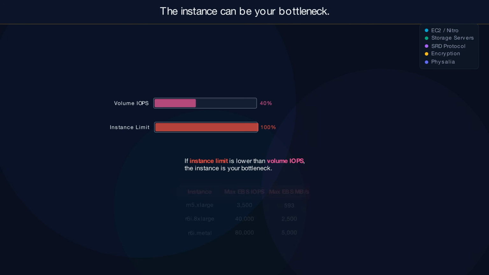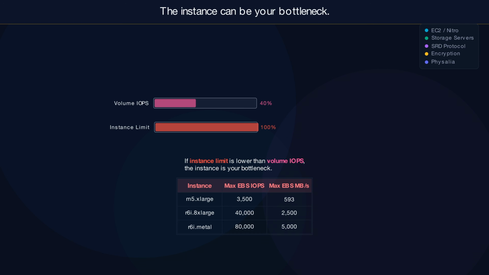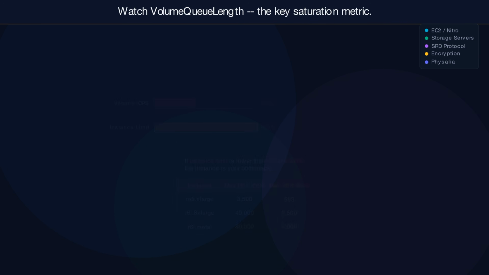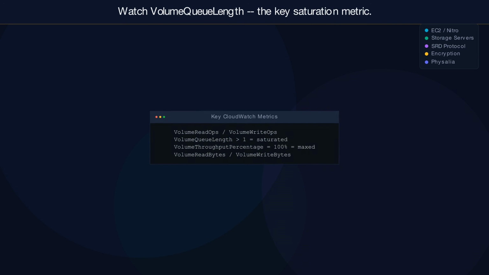Every EC2 instance has an EBS bandwidth limit. An M5.large gets up to 3,500 IOPS. An R6i.8xlarge gets 40,000. If your volume supports 64,000 IOPS, but your instance only supports 10,000, the instance is your bottleneck. Always match volume performance to instance capabilities.